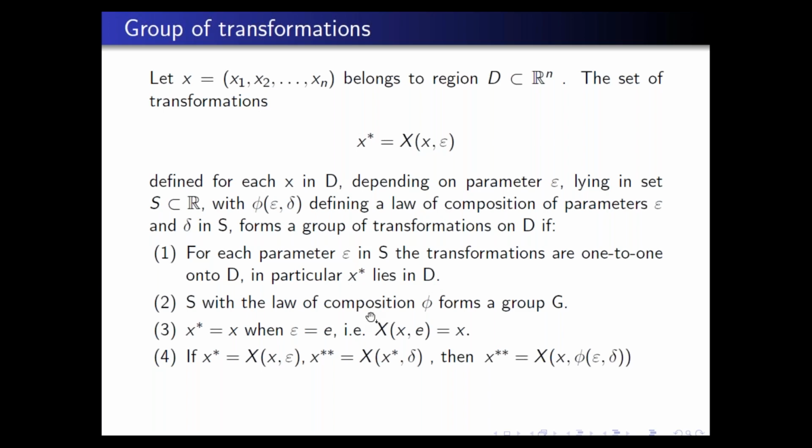Second, S with the law of composition phi forms a group G. Third, x star is equal to x when epsilon is equal to E. That is identity, that is X(x, E) is equal to x. Fourth, x star is equal to X(x, epsilon), and if x double star is equal to X(x star, delta), then x double star is equal to X(x, phi(epsilon, delta)). That is, if we transform x to x star, and x star is transformed to x double star, there should be a transformation which transforms x directly to x double star.